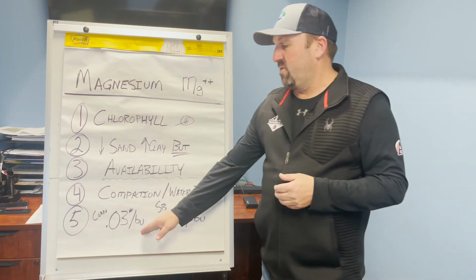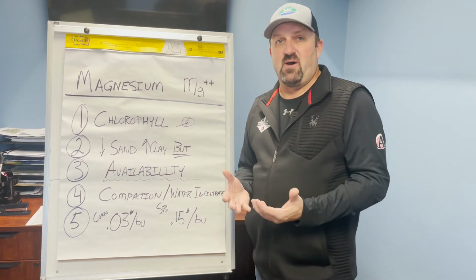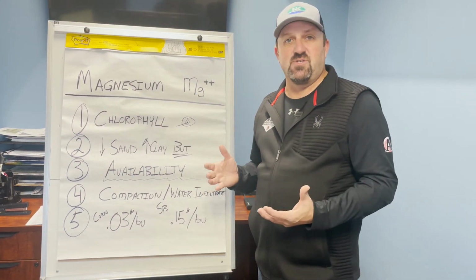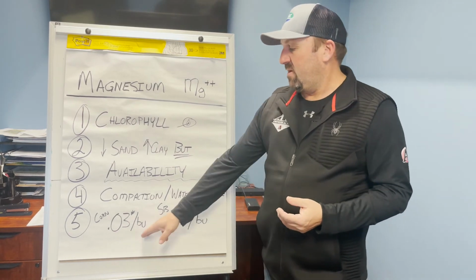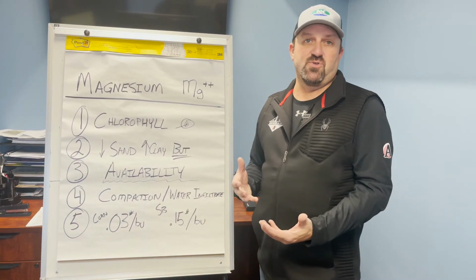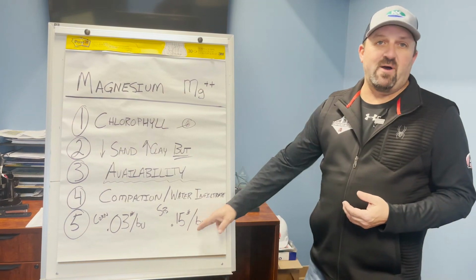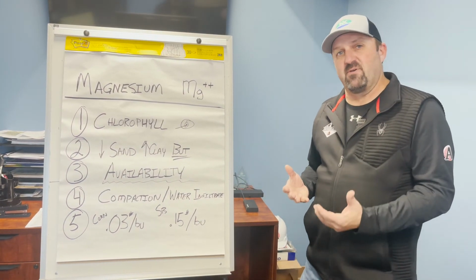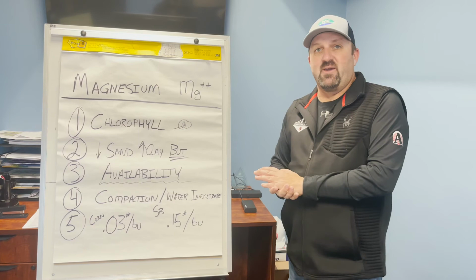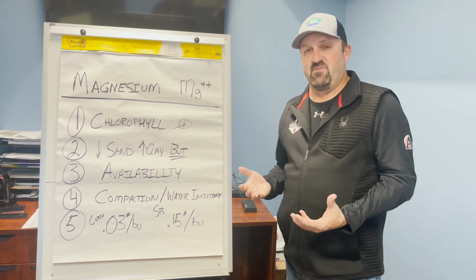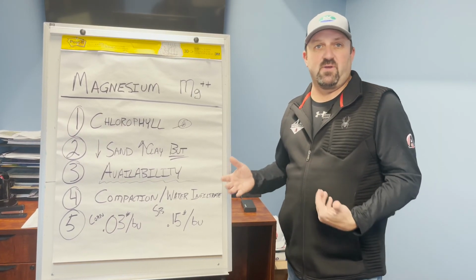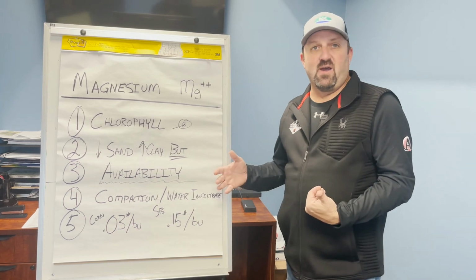Just as far as removal, we don't take a lot of magnesium off. That's why we don't see a lot of changes in our magnesium levels in soil. We're looking at 0.03 pounds per bushel of corn, 0.15 pounds per bushel of soybeans. So not removing a lot. That's why typically you see your magnesium levels fairly stable in your soil samples from year to year, although over a period of time those will change a little bit.